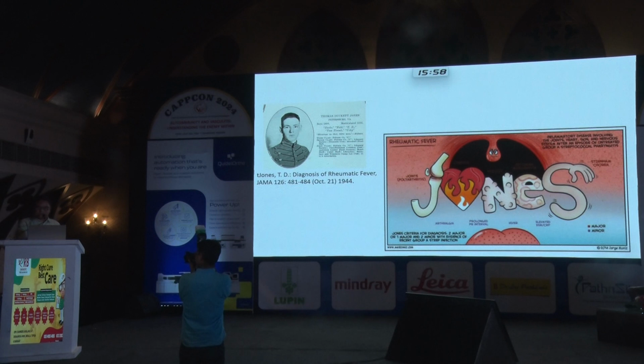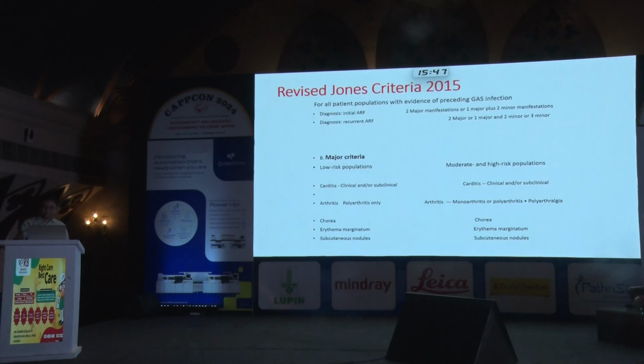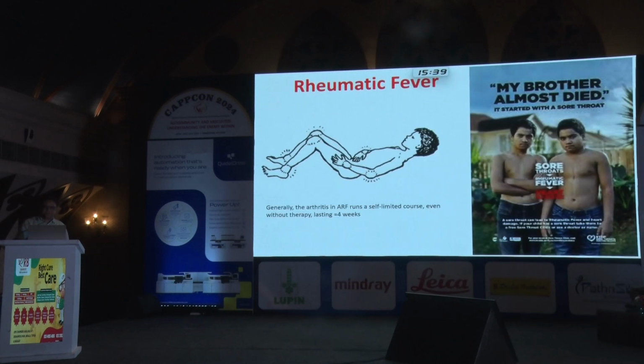So that is Duckett Jones, the father of rheumatic fever. You can see in the 1940s, he laid down the Duckett-Jones criteria for diagnosis of rheumatic fever. After several revisions, the last being the 2015 revision, rheumatic fever has definitely gone down. With the presence of antibiotics for the last 100 years or so, we are seeing much less rheumatic fever than we used to see maybe 20, 30 years back.